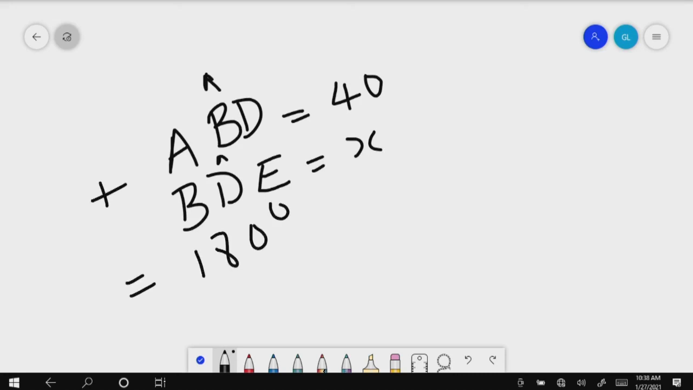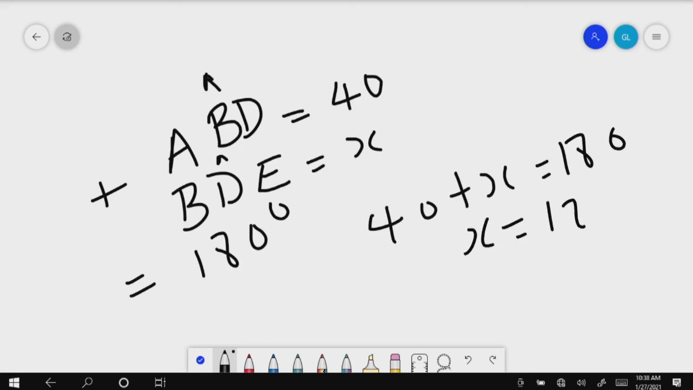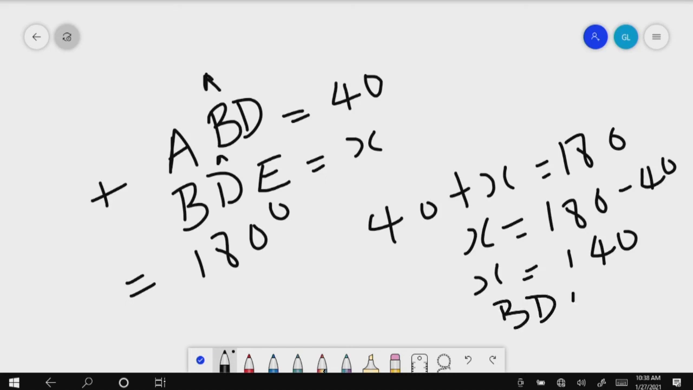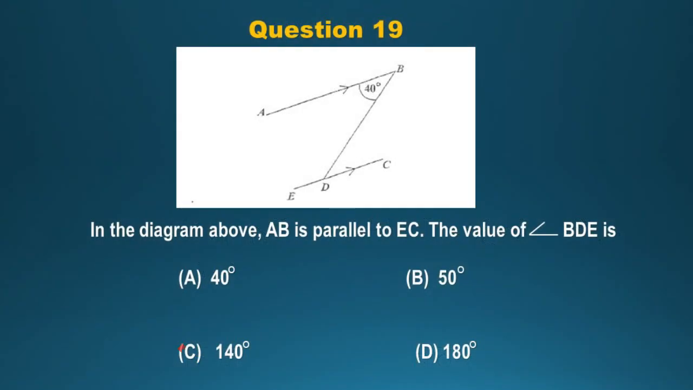So, in writing an algebraic equation, 40 plus x should equal 180. x would have been 180 minus 40. x is equal to 140. Hence, our angle BDE is 140 degrees. So our solution here is C.